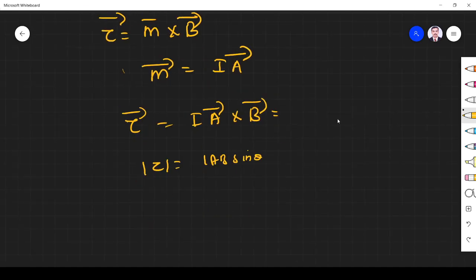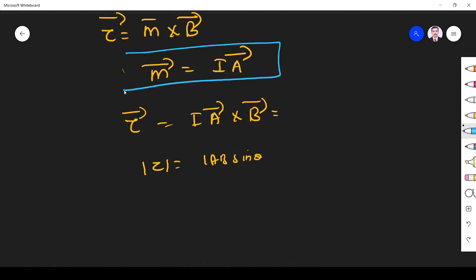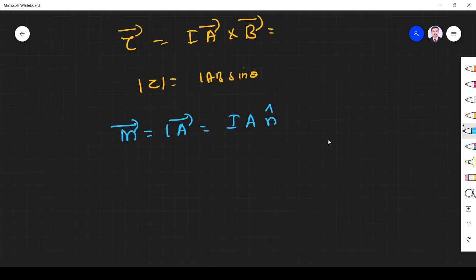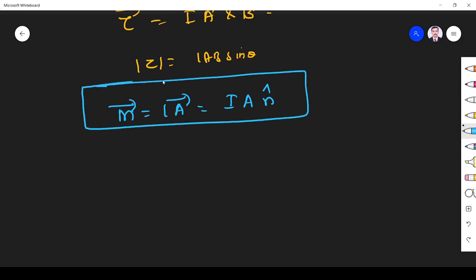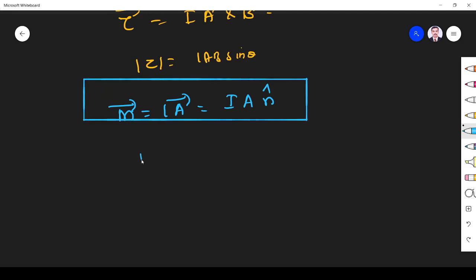Right? So this is a very, very important conclusion. What is this? M is equal to IA. M is a vector, because area is a vector. I can write IA into n cap, the unit vector. Any vector can be represented in terms of its magnitude and its unit vector. This M is known as the magnetic dipole moment.